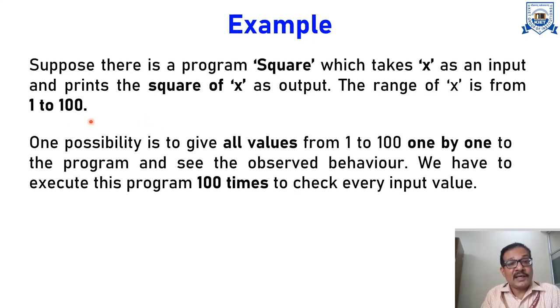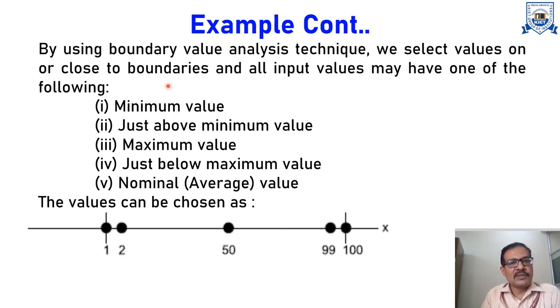If this range extends to 1000 or 10,000, it is really not feasible to run the program 1000 times or 10,000 times by taking all possible values of x. So here we can use boundary value analysis to find the minimum number of test cases that ensure my program runs without any error. With this technique, we select values on or close to the boundaries: the minimum value, just above the minimum, the maximum value, just below the maximum, and the average value.